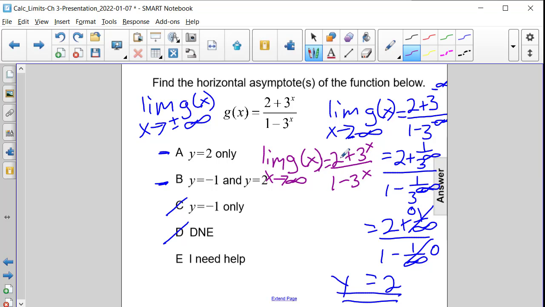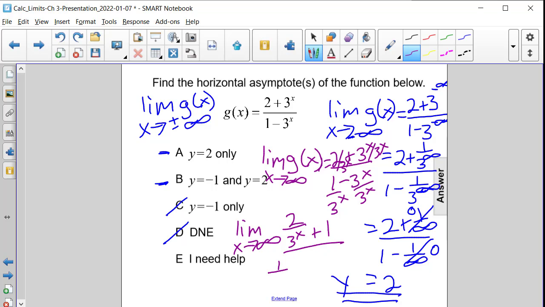So let's actually start by dividing all of our terms by 3 to the x. So we would be looking at the limit as x approaches infinity of 2 divided by 3 to the x plus 1 all over 1 minus 3 to the x minus 1.